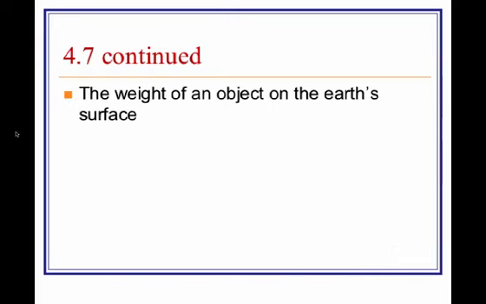Here, we're going to calculate what the weight of an object on the Earth's surface would be. We have the mass of the Earth, capital M sub E, of 5.89 times 10 to the 24th kilograms. G, which is the gravitational constant, is 6.67 times 10 to the negative 11th Newton meters squared per kilogram squared. And R is the distance from the center of the Earth to the surface of the Earth, about the average of that, 6.38 times 10 to the 6th meters. This is also known as the radius of the Earth.